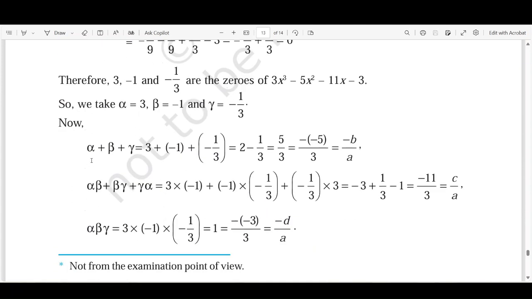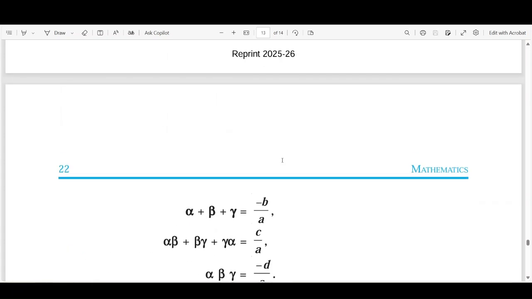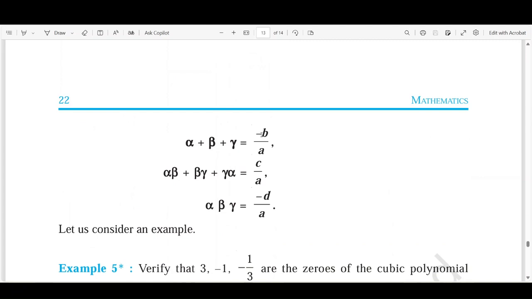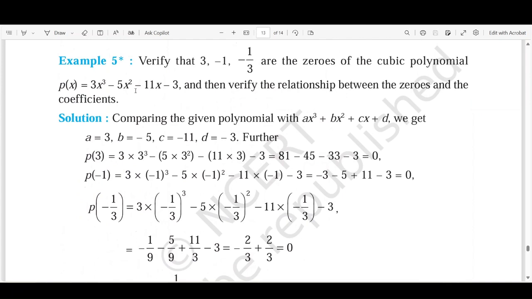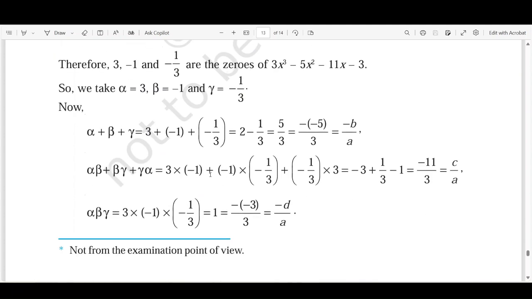So if we find the sum of the three zeros, we are getting the value to be 5 by 3. According to the above expression, the sum must be equal to negative of coefficient of x square divided by coefficient of x cube. In our example, the coefficient of x square is negative 5 and the coefficient of x cube is 3. So the answer should be minus 5 by 3.